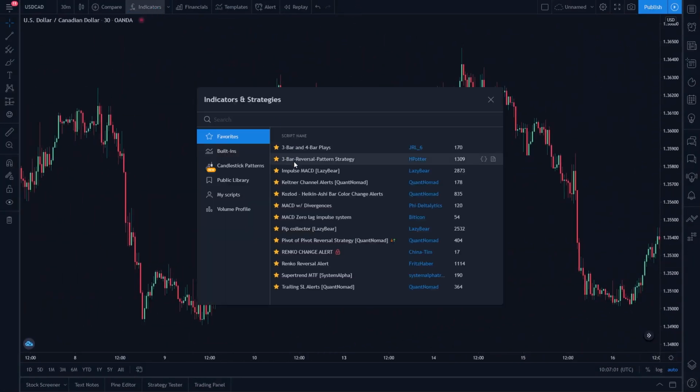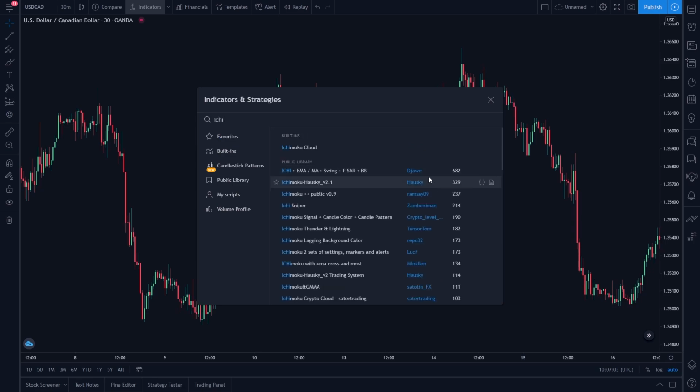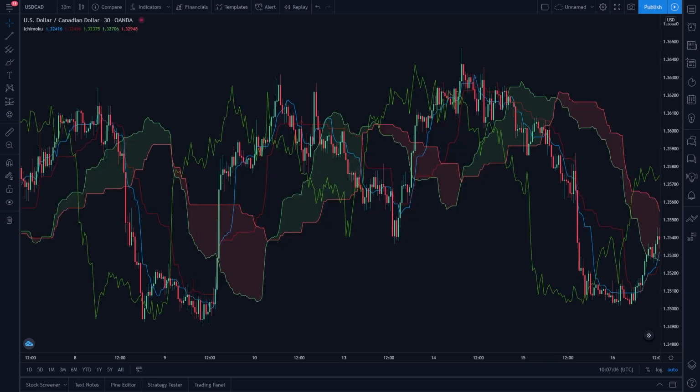If you search Ichimoku indicator on TradingView, you'll get this, a bunch of messy lines. At first glance, the Ichimoku indicator may look messy and complex, but it's actually very simple once you know how to use it. So let's break down the parts.